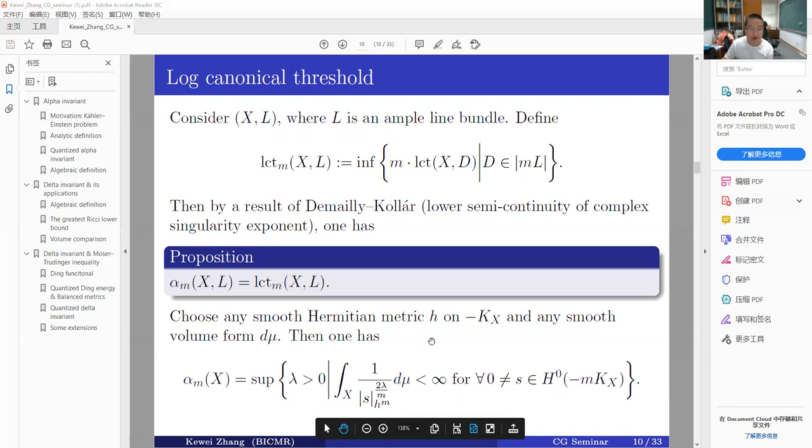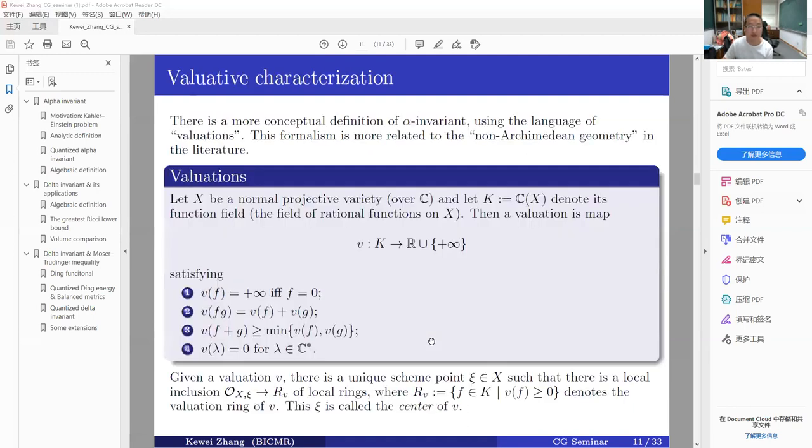Okay, so this is some historical results. And then one can use more algebraic notions to study these invariants. So here I briefly recall the definition of valuations. This is somehow more related to this non-Archimedean geometry in the literature. Again, recall that this valuation space can be defined in the following way. You consider, let's say, any normal projective variety over C, and you consider its function field. Then a valuation is just a map from the function field to R union plus infinity, and it satisfies the following conditions.